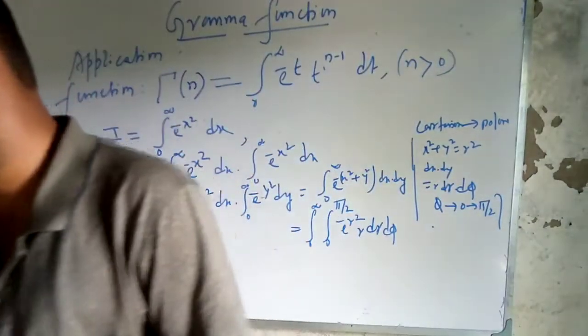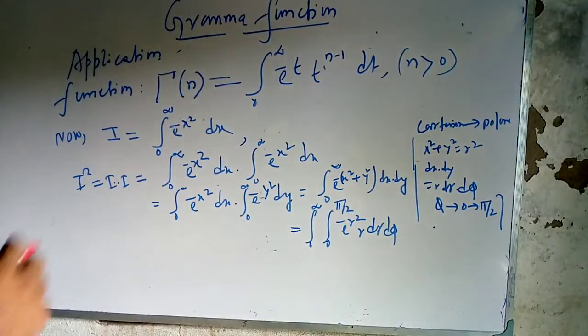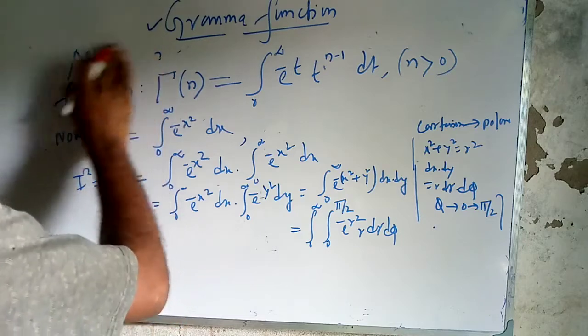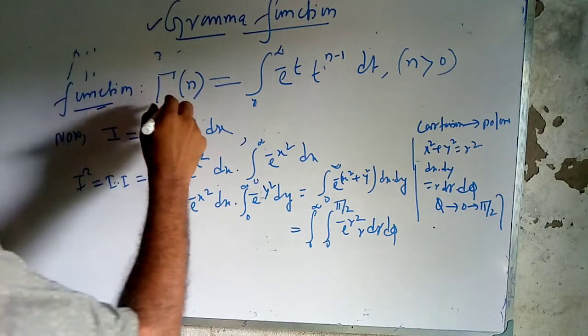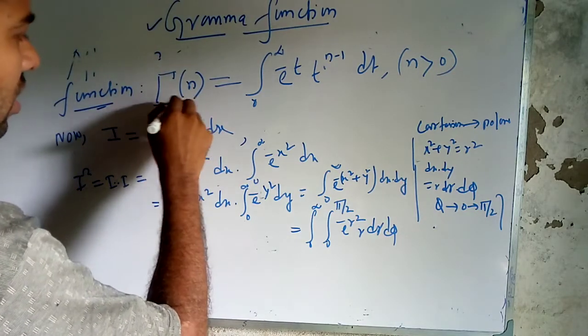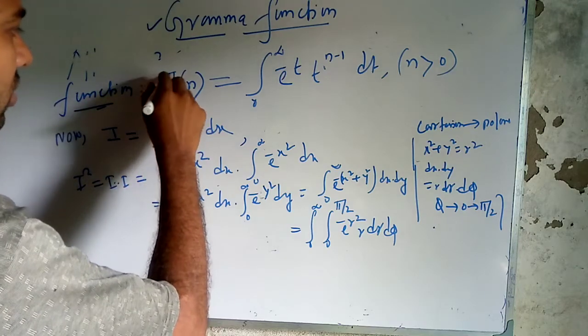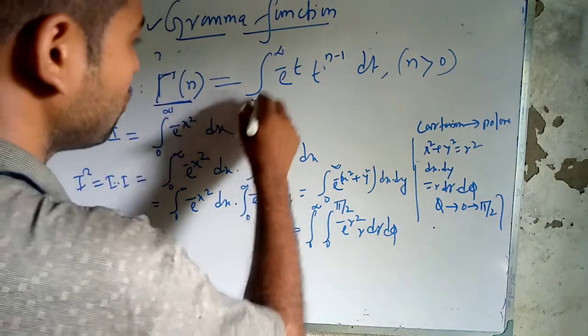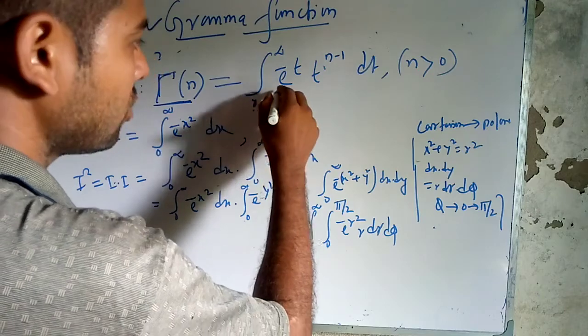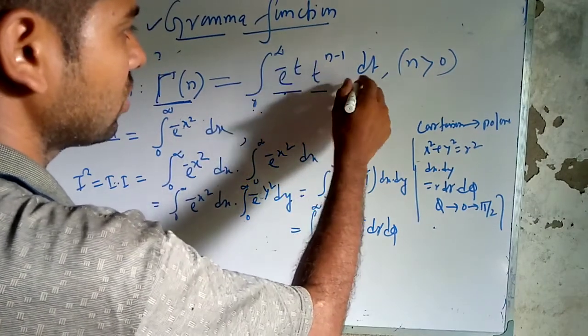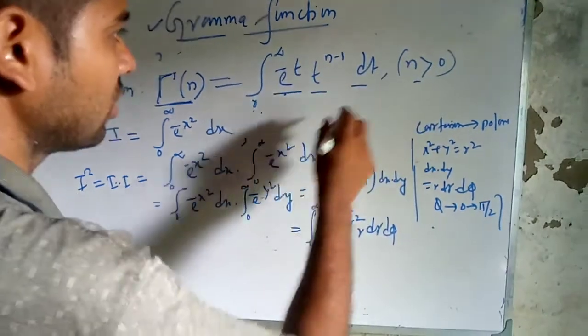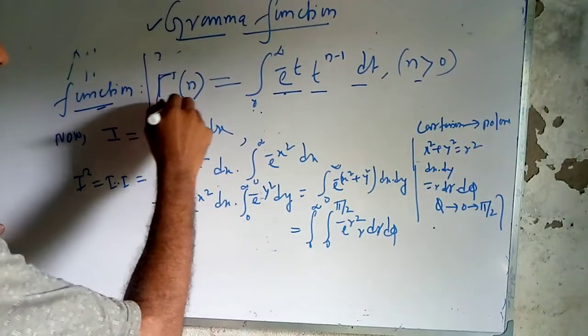And what is the gamma function? Let us see. I write it here. The gamma function is written as gamma of n. It is the integral from 0 to infinity of e to the minus t, t to the n minus 1, dt, where n is greater than or equal to 0. This is actually the gamma function.